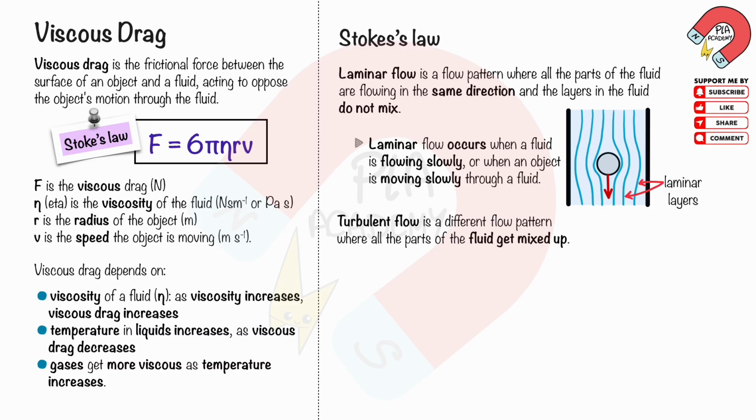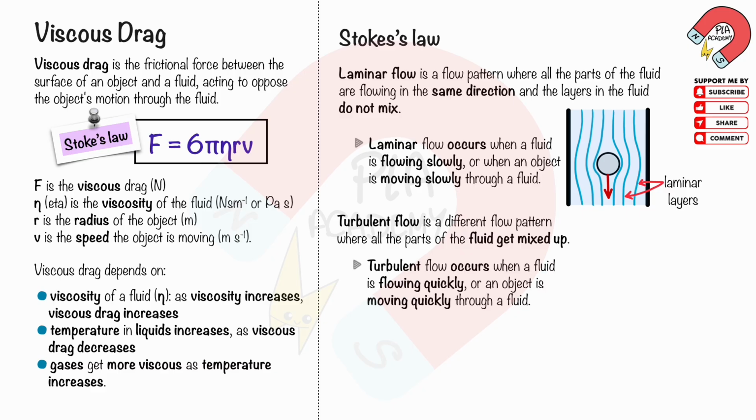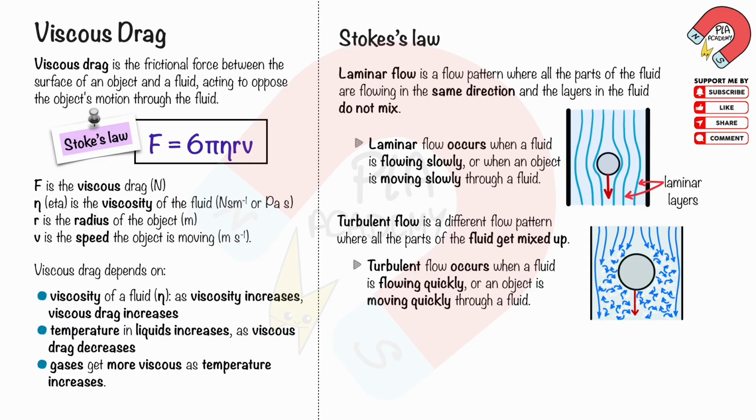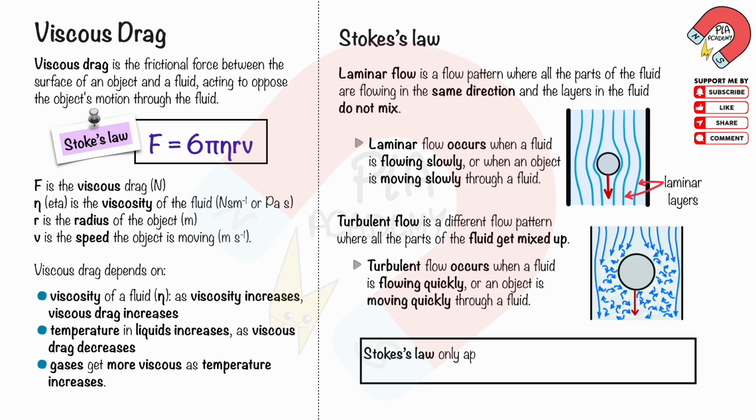Turbulent flow is a different flow pattern. You don't get nice layers like you do with laminar flow. All the parts of the fluid get mixed up. Turbulent flow usually occurs when a fluid is flowing quickly or an object is moving quickly through a fluid. The diagram shows a ball moving quickly with turbulent flow. Stokes' law only applies to small, spherical objects moving slowly with laminar flow. It doesn't apply to turbulent flow.